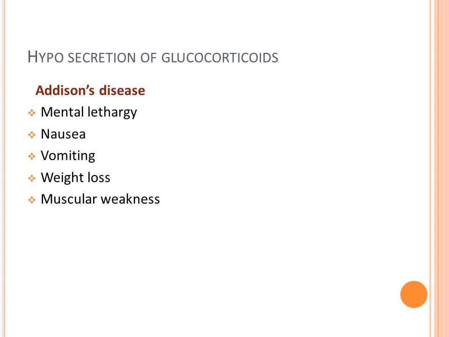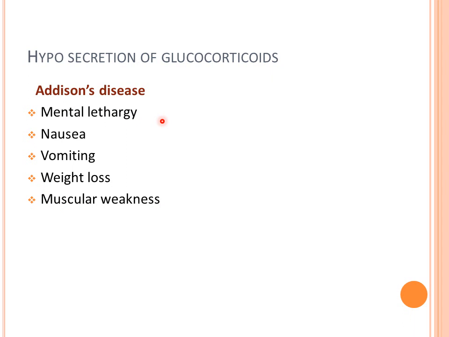Next, let us see what the hyposecretion of these glucocorticoids causes. Mental lethargy, nausea, vomiting, weight loss and muscular weakness are the major things caused by this. These are all caused by a disease called Addison's disease.